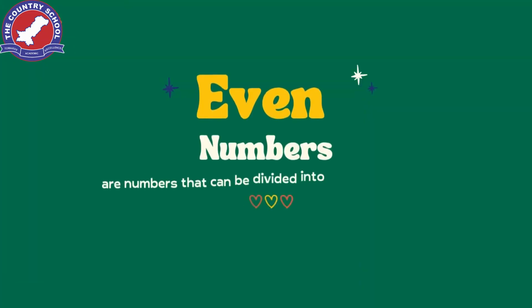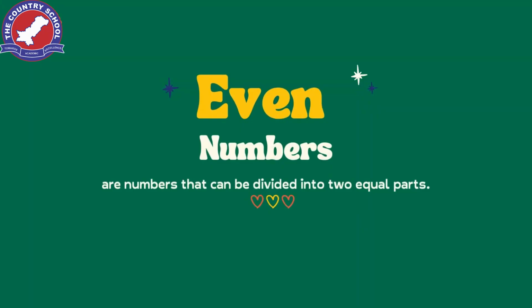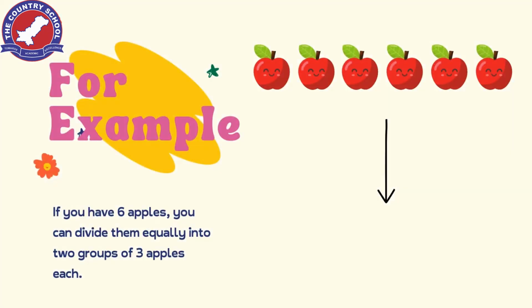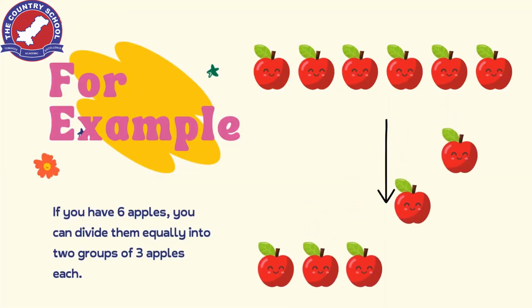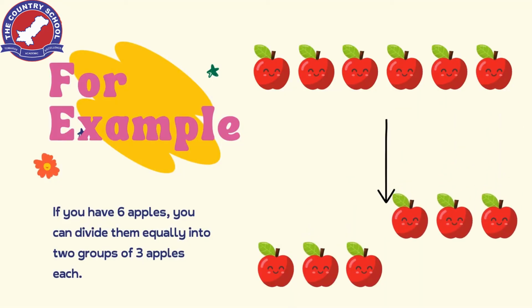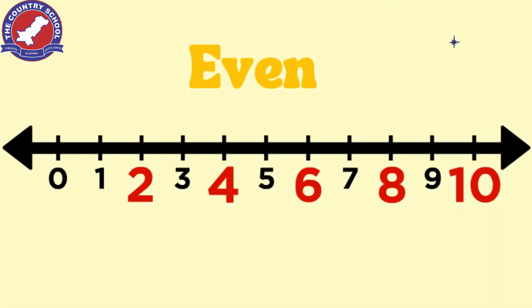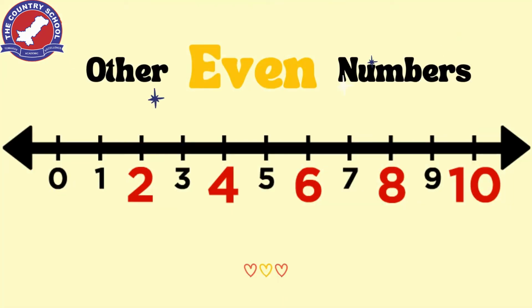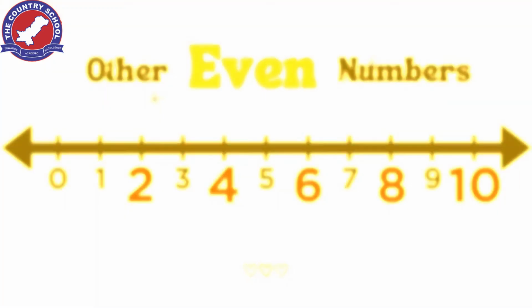Even numbers are numbers that can be divided into two equal parts. For example, if you have 6 apples, you can divide them equally into two groups of 3 apples each. So 6 is an even number. Other even numbers are 2, 4, 6, 8, 10, and so on.